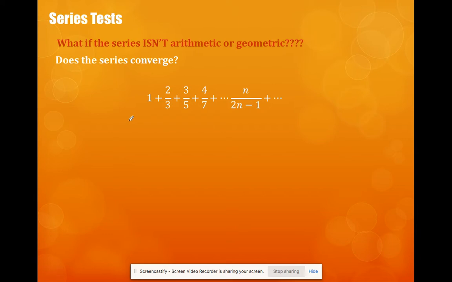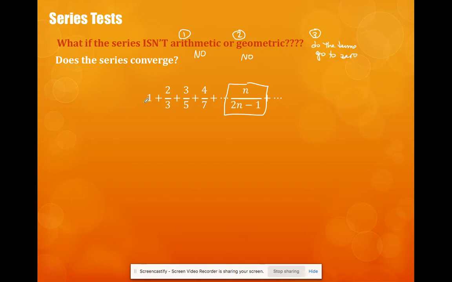So the issue is, what happens if the series isn't arithmetic or geometric? When somebody asks me if the series converges, the first thing I ask is, is it arithmetic? And if that answer is no, the next thing I ask is, is that series geometric? If that answer is no, the next thing I look at is the sequence of the terms. And the next question I ask myself is, do the terms go to 0?